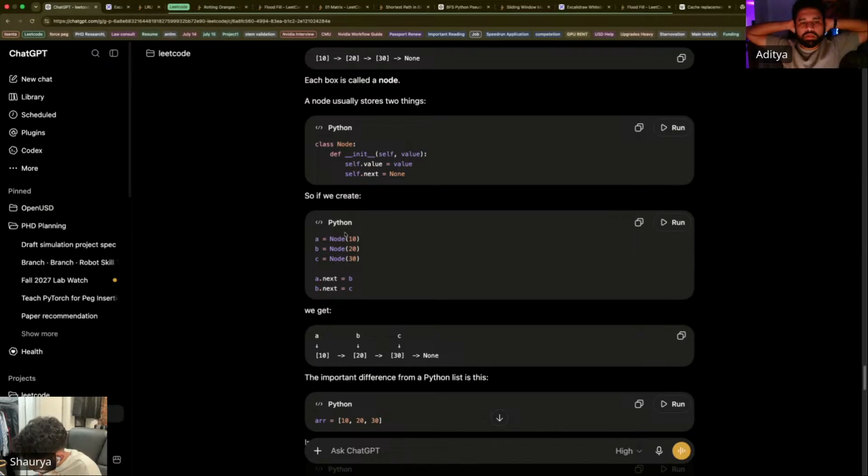Next stores the address of the next node. Address of the next node, okay.